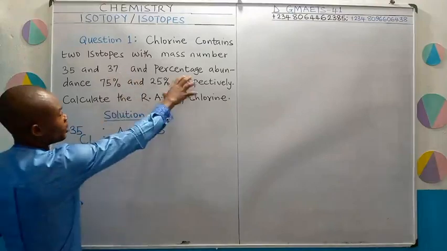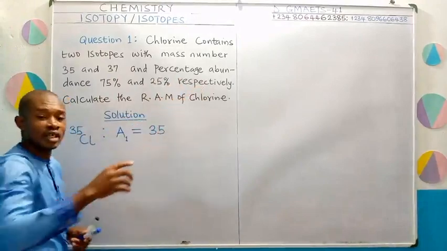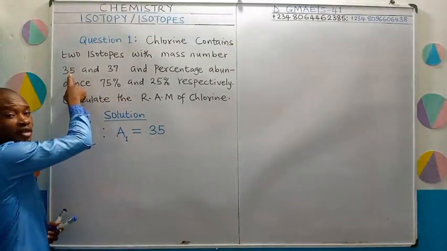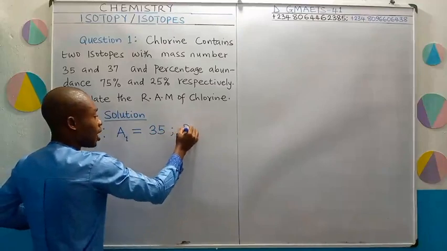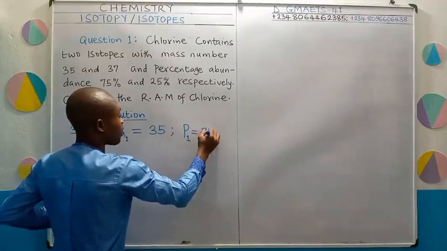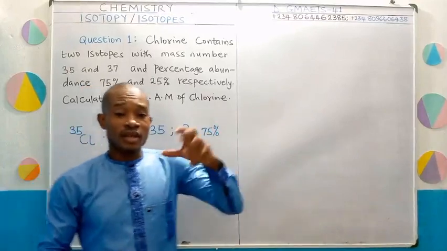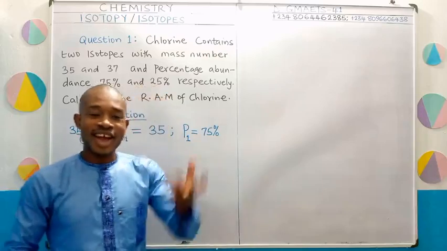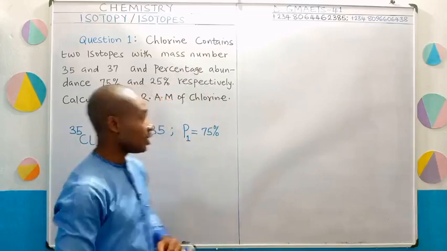Alright, if you read through the question, we're told that the percentage abundance is 75% and 25% respectively. That word respectively means the first percentage abundance belongs to the first mass number that was given to you in the question. So I would write P1, percentage abundance of the first isotope given there. That's 75%. There's something I want you to take note of here. The lower the mass number, the higher the percentage abundance. And the higher the percentage abundance of any isotope, the lower will its mass number be.